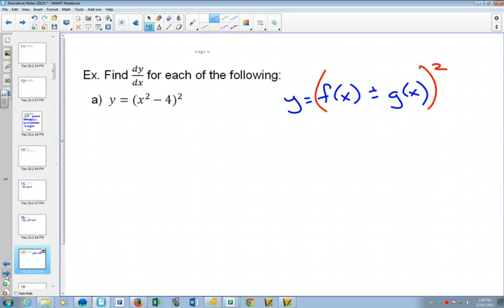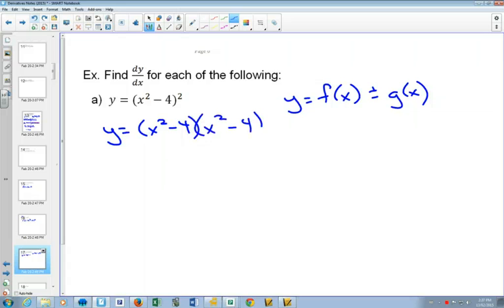But if I could rearrange this one so that it looked like a whole bunch of functions adding and subtracting, then I could just do the derivative of each one separately. This isn't so bad. I have squared here. What does squaring mean? Multiply by itself. So if I think of multiplying it by itself, that actually wouldn't be too hard to do.